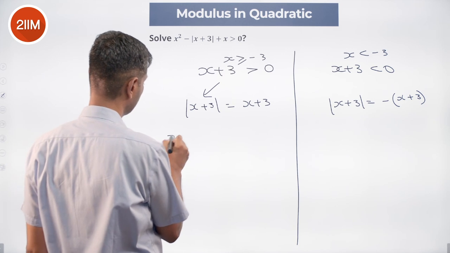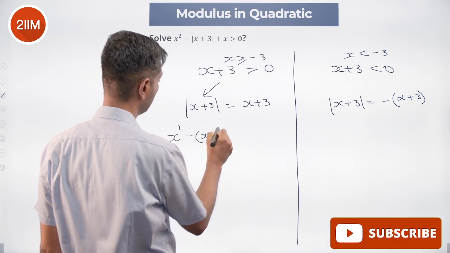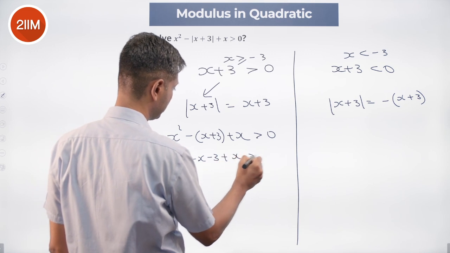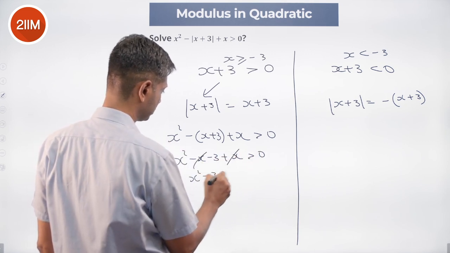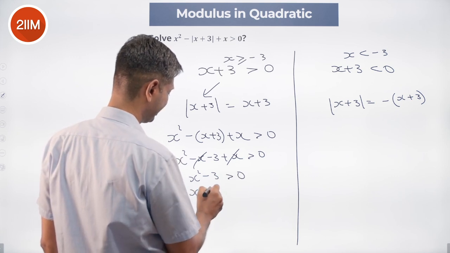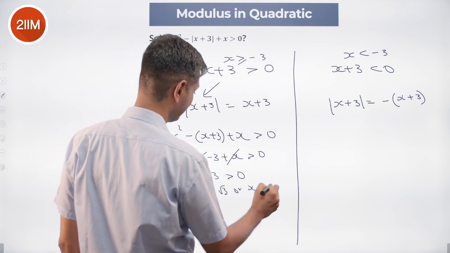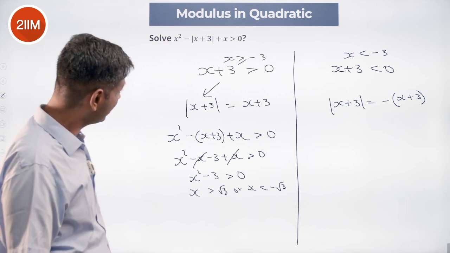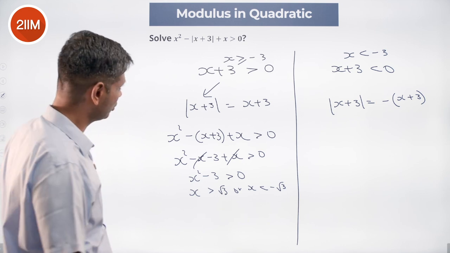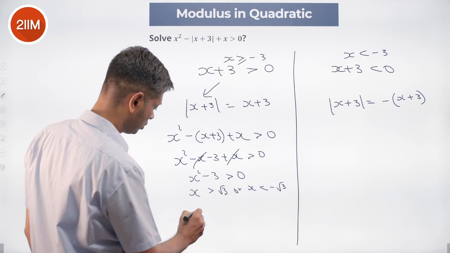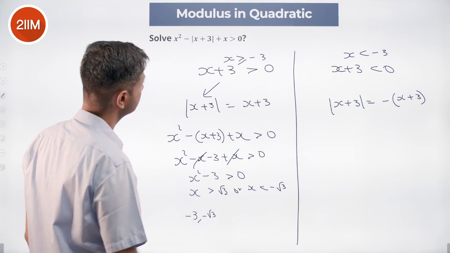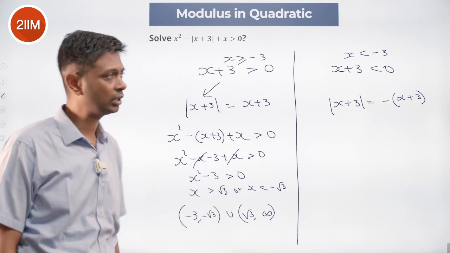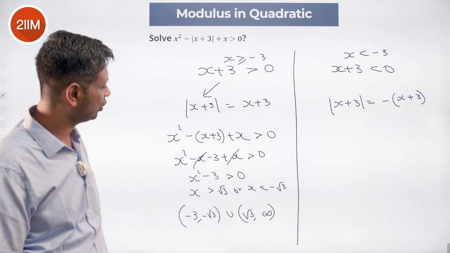When x is greater than or equal to minus 3, this becomes x square minus of x plus 3 plus x greater than 0. X square minus x minus 3 plus x greater than 0. X square minus 3 greater than 0. X greater than root 3 or x less than minus root 3. Nice. Under the condition that x is greater than or equal to minus 3, x goes from minus 3 to minus root 3, union root 3 to infinity. X greater than or equal to minus 3, this is the range.